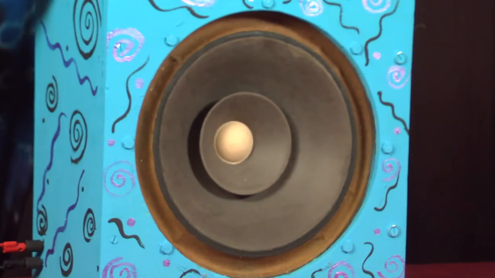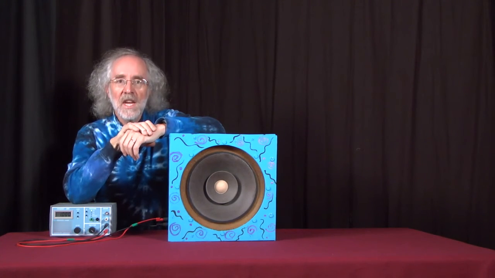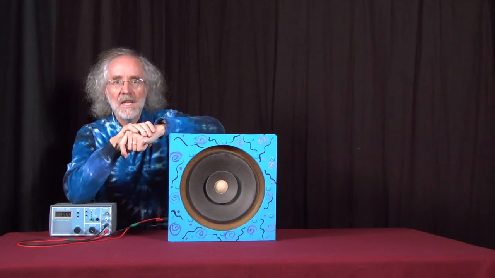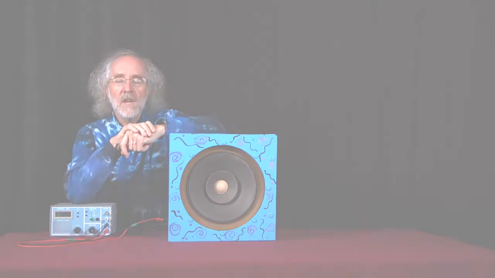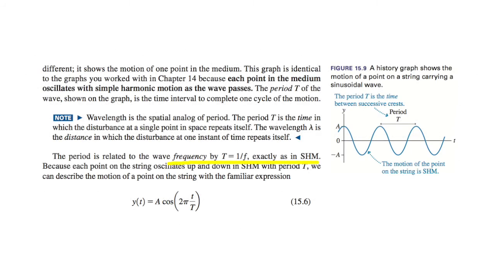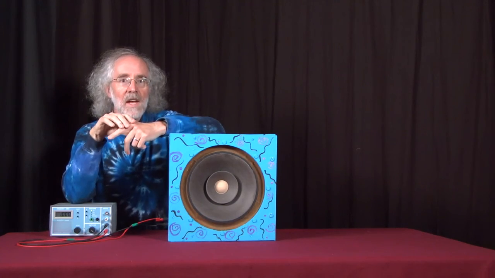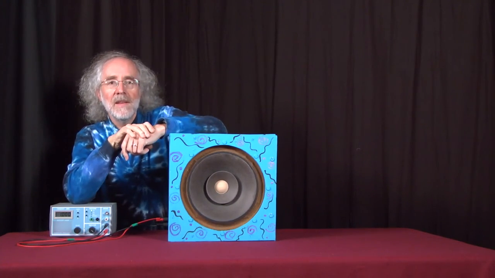Now the speaker cone is moving back and forth, so it's sending out waves. It is, but you don't hear it. And the reason you don't hear it is because of the frequency with which it moves back and forth. Frequency is a term we saw before in chapter 14 when we talked about simple harmonic motion, but it's a term that also applies to waves. And the properties that we use to describe waves, frequency, wavelength, speed, is something we'll talk about in the next segment.